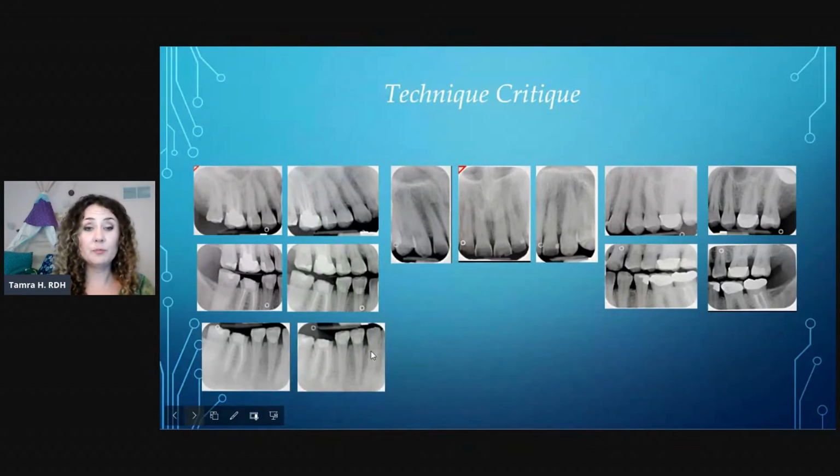Lower right premolar PA looks great. We've got the distal of the canine. Can see between the contacts of the premolars, and the roots are nicely separated. Canine PA looks great. We've got the contacts open. We've got definitely 2 to 3 millimeters beyond the apices, and we can see the bone levels.